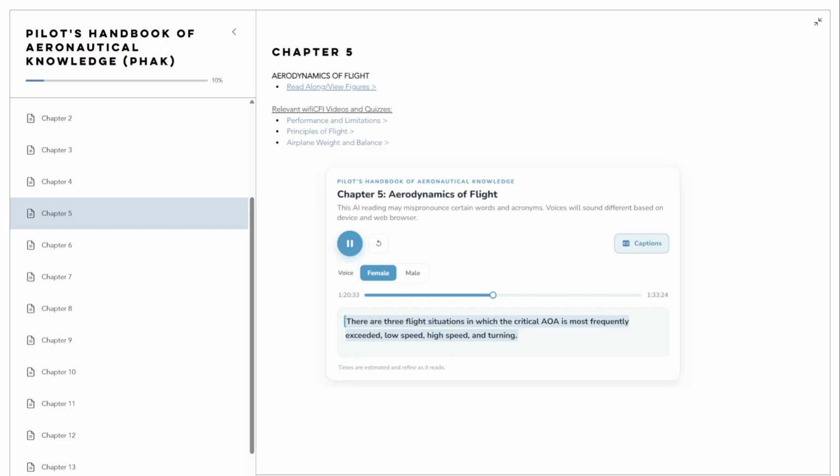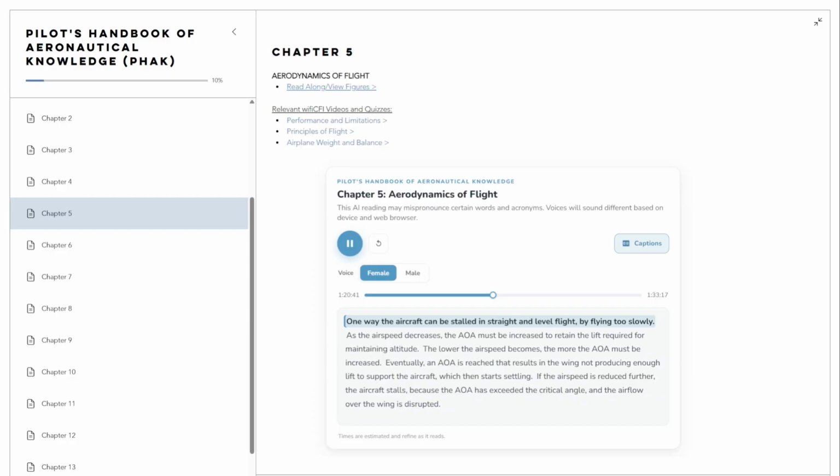There are 3 flight situations in which the critical AOA is most frequently exceeded: low speed, high speed, and turning. One way the aircraft can be stalled is in straight and level flight, by flying too slowly. As the airspeed decreases, the AOA must be increased to retain the lift required for maintaining altitude. The lower the airspeed becomes, the more the AOA must be increased.